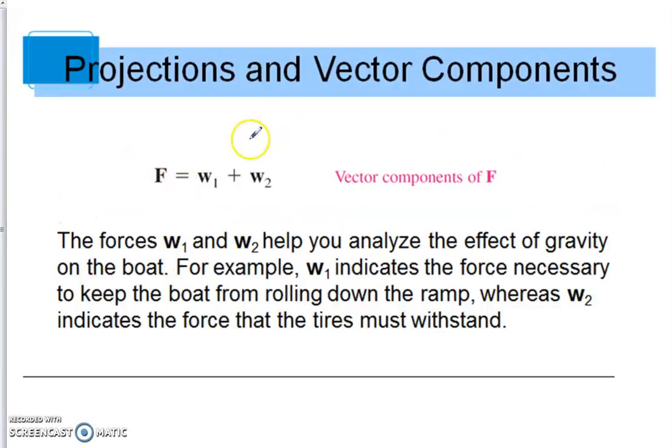Alright, just as we saw in that picture, F is equal to W1 plus W2. They are orthogonal vectors that add together to be the components of F.